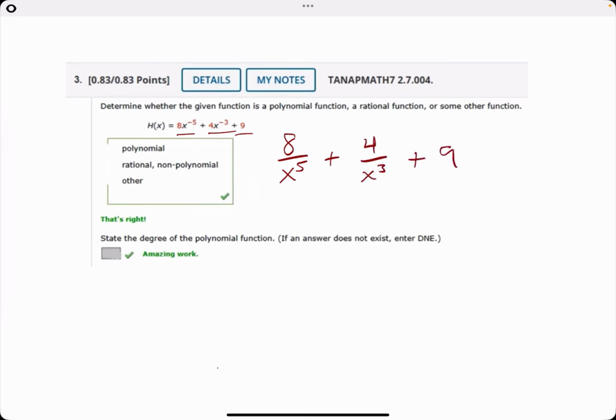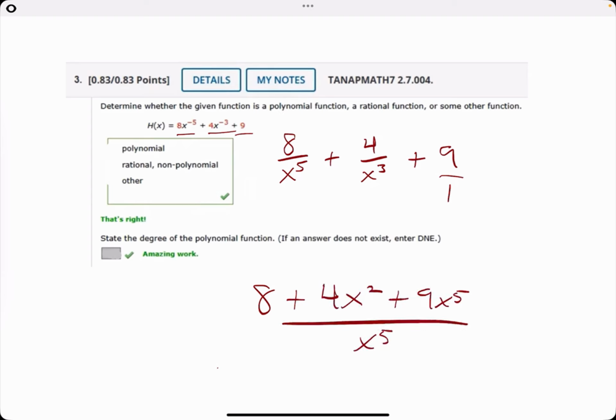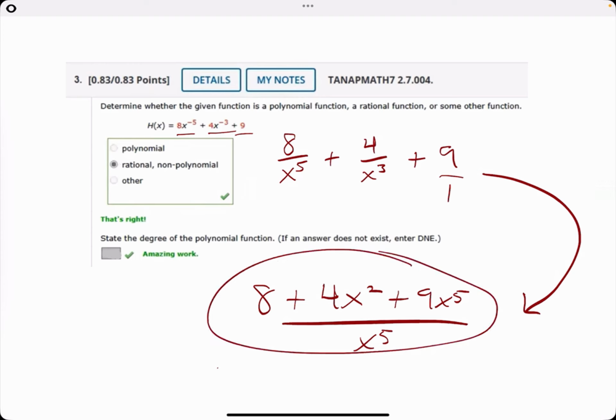And then technically, if you rewrote this a certain way, you could end up writing all of this as one big fraction if you got one common denominator, right? You could have 8 plus 4x squared plus 9x to the fifth, and that would all be over x to the fifth if you wanted to do that. So this is equivalent to that, and this down here is a rational function.